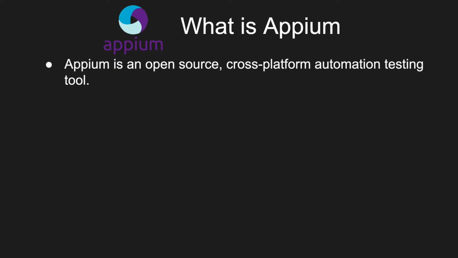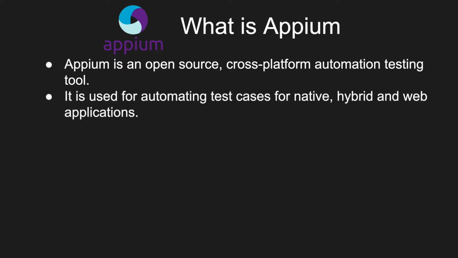So APM is an open source cross platform automation testing tool. It can be used to automate different types of application, and it is open source, so you don't need to pay for it. And it can be used to automate cross-platform applications. So it is used for automating test cases for native, hybrid, and web application.